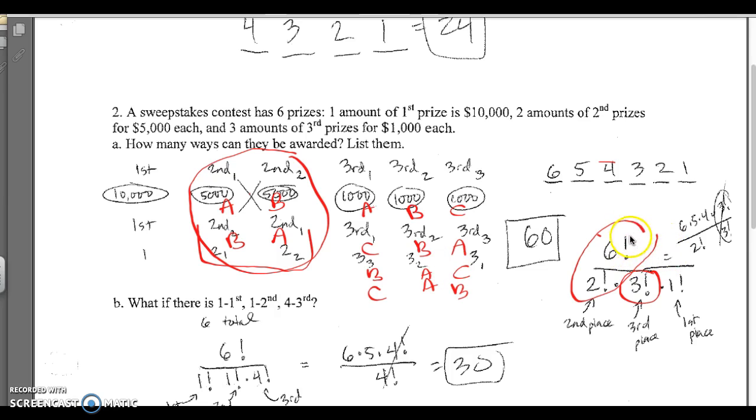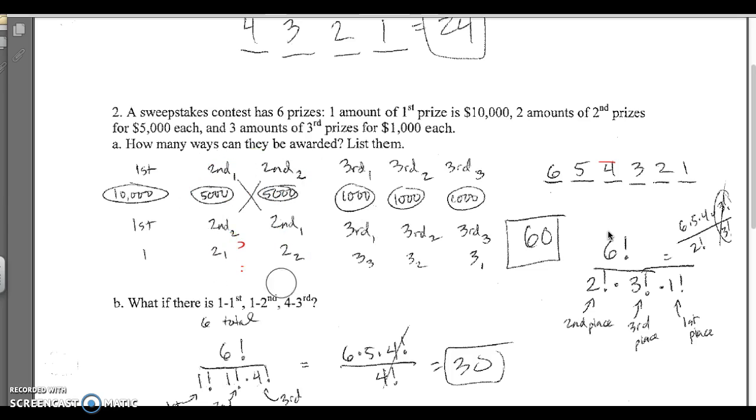Okay, so basically we take our total number of people winning, divided by the repeats in the second place, divided by the repeats in the third place, and if you want, you can even divide it by the winners in the first place, but there are no repeats, so that's just going to be 1. So we just have 6 factorial over 2 factorial times 3 factorial. Let me erase all this, erase this, and erase this. And let's take a look at question B.